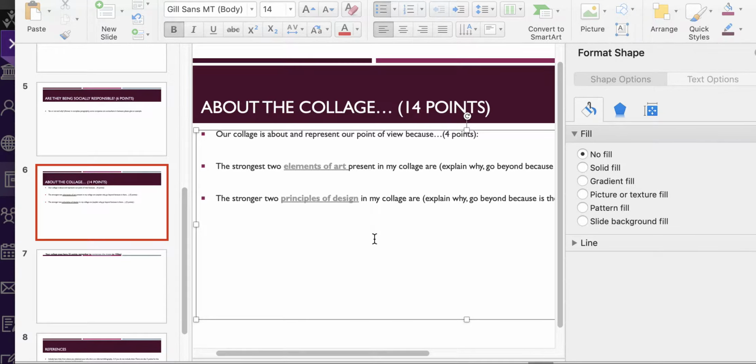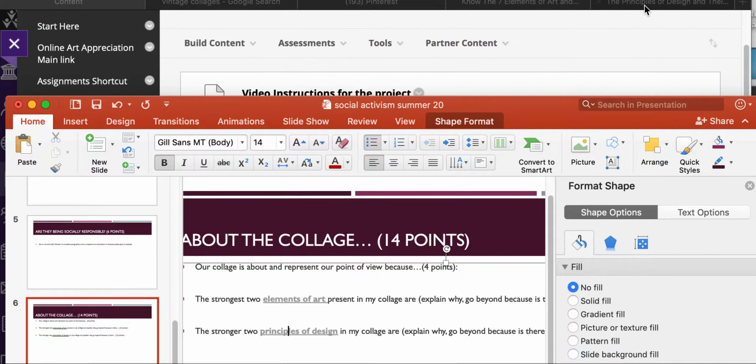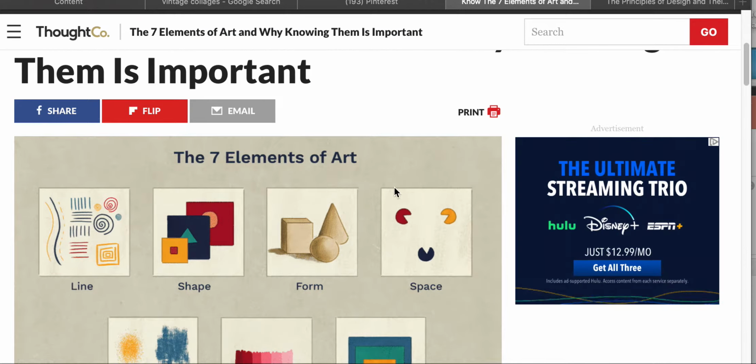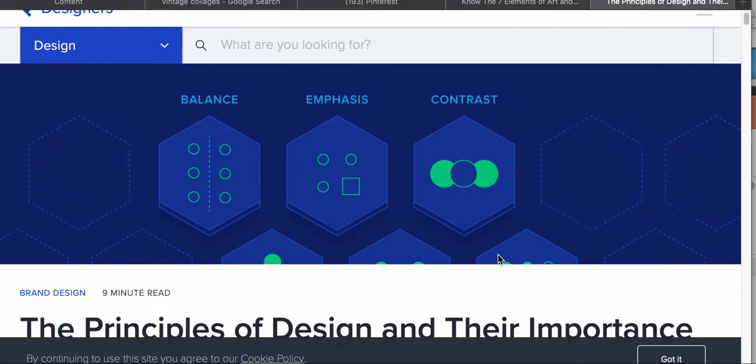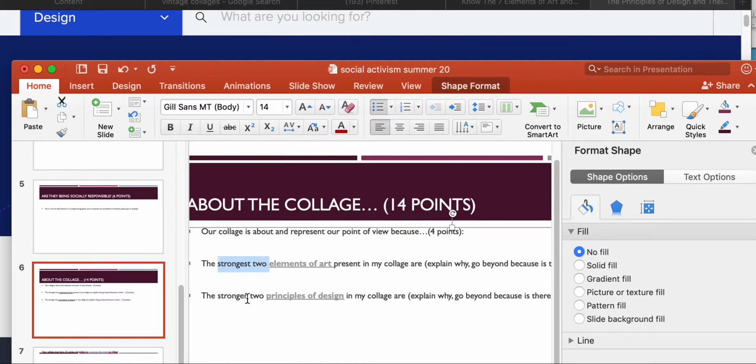I asked you to make a collage and then talk about the elements of art and the principles of design regarding your project. These are links, and if you click on them, you're going to come to these pages. Here is a list of the elements of art, and here is a list of the principles of design. I ask you to talk about the strongest two of each. This is 4 points, so that's about 50 words each.